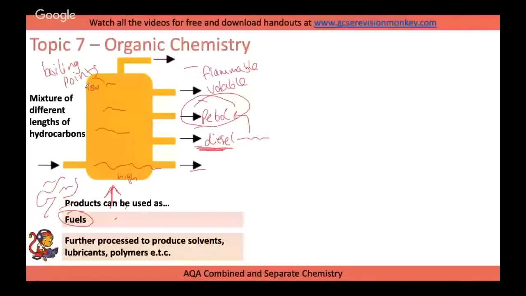The ones at the bottom have high boiling points, they're the long chains, and they are described as being very viscous. That means they are thick and gloopy and don't flow easily, whereas the ones at the top flow easily. They can be further processed to produce things such as solvents, lubricants, and polymers, which we'll come on to later. But in their raw source, they're best used as fuels.